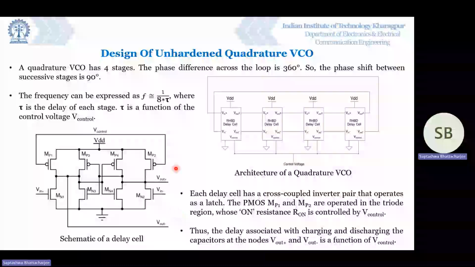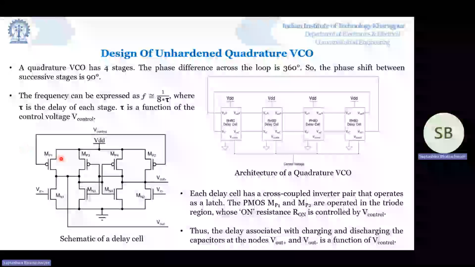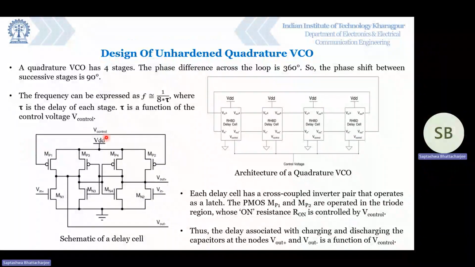Now this is the structure of a delay cell, wherein we have a latch, which is a cross-coupled inverter pair. This behaves as a latch. The on resistance of these MOSFETs, MP1 and MP2, are controlled by V control. So they are operated in the triode region and their on resistance are controlled by V control.